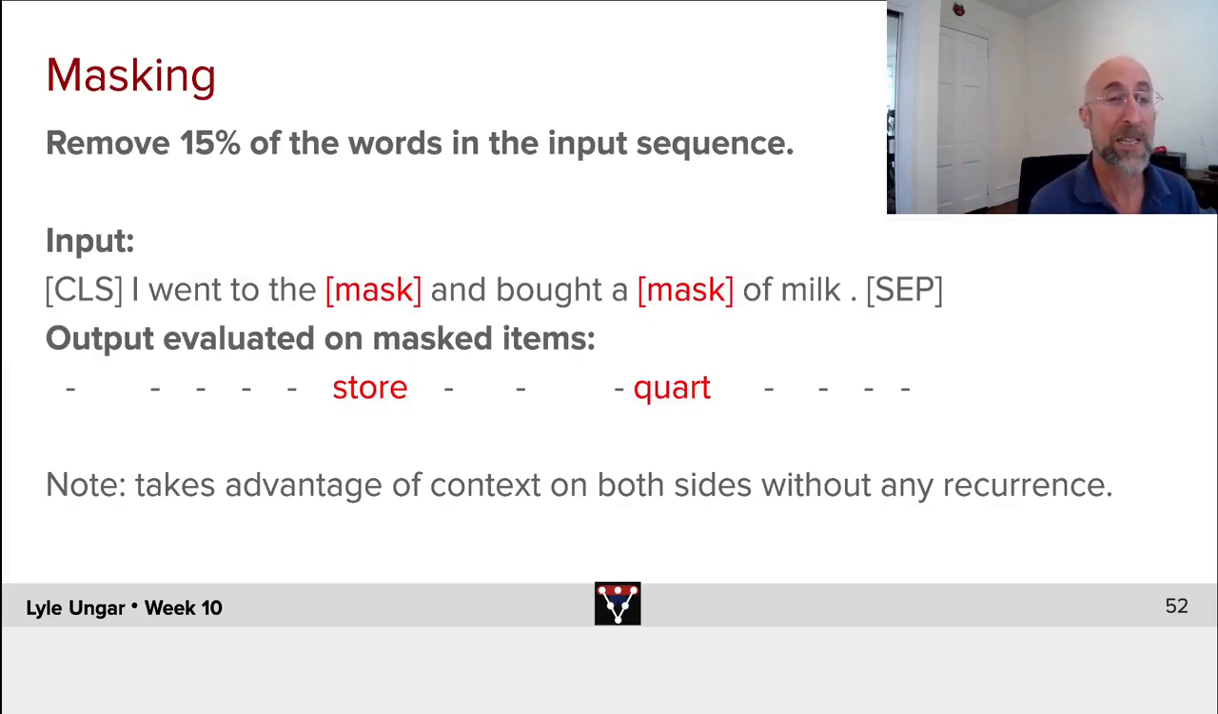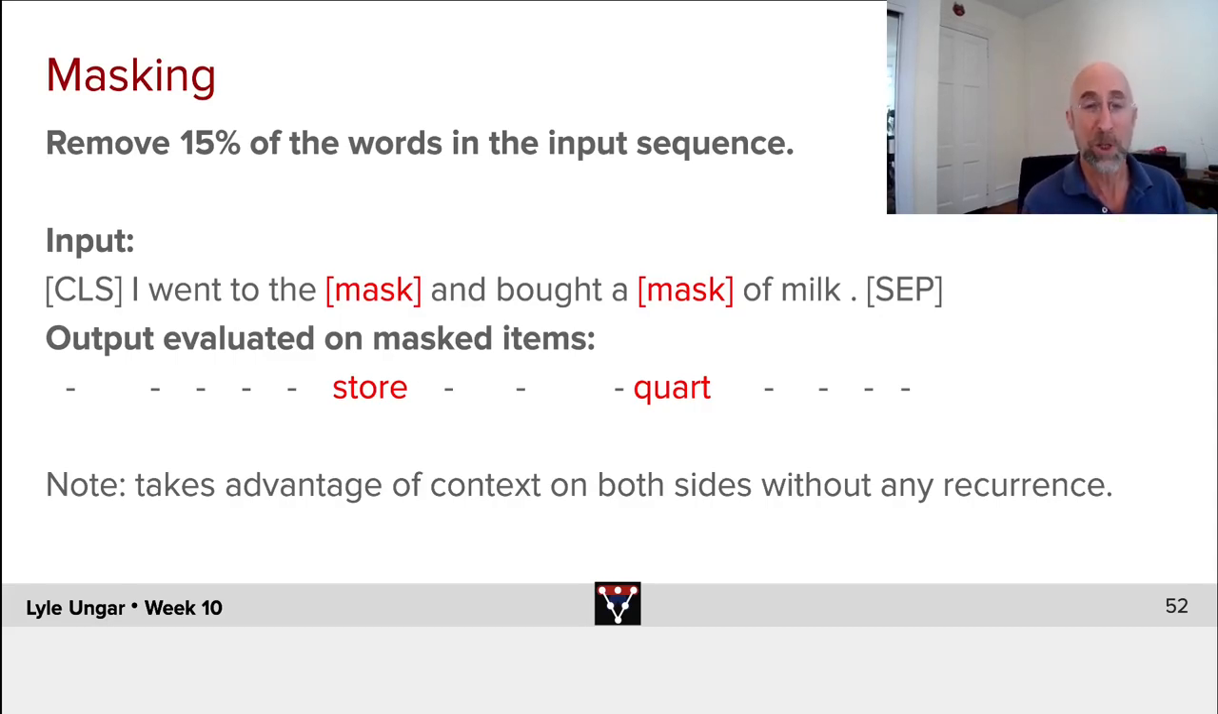Finally, how do we train this? Well, what we're going to do is take all of the sentences in our training set and randomly remove 15%. Why 15%? Because it works better than 10% or 20%. So we have our special start of sentence token, CLS. I went to the [MASK] and bought a [MASK], a build period, and then the separator tokens. That's the input, which we will then encode in our usual fashion and give attention weights. The output will be, well, I don't care about everything except the masks: predict the masked value store and predict the masked value quart.